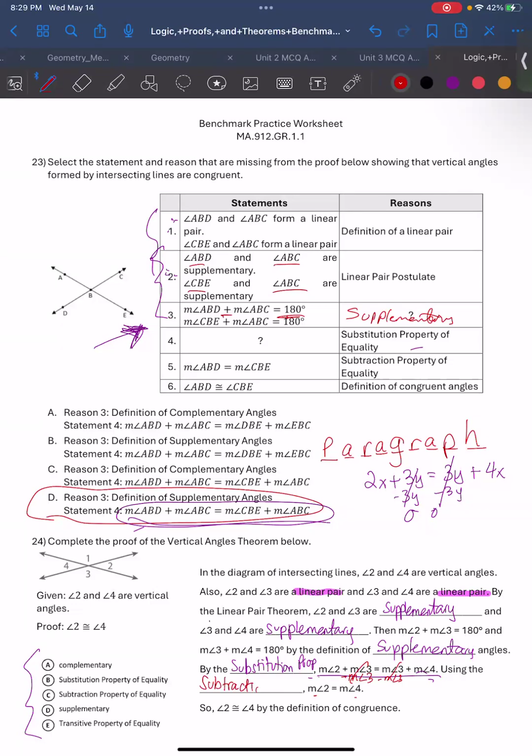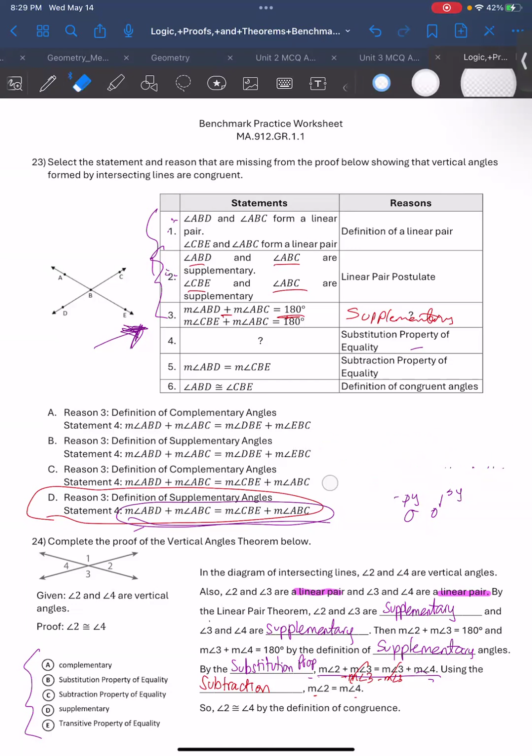Wait, but then I'm confused. Oh, wait. No, I am confused on what the difference between transitive property and substitution property is. Because you said transitive is A equals B and B equals C, so then A equals C. Right. So now the difference here, let me erase over here.